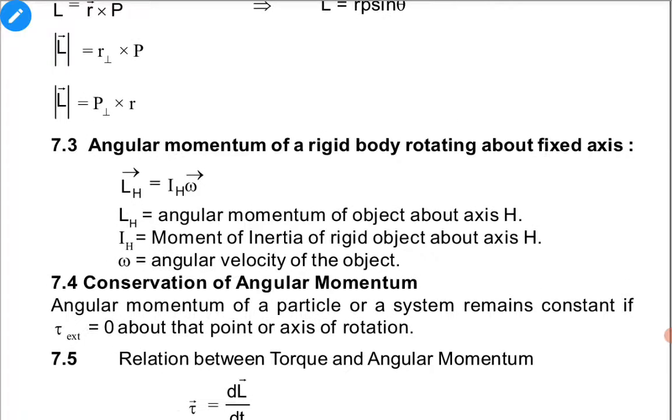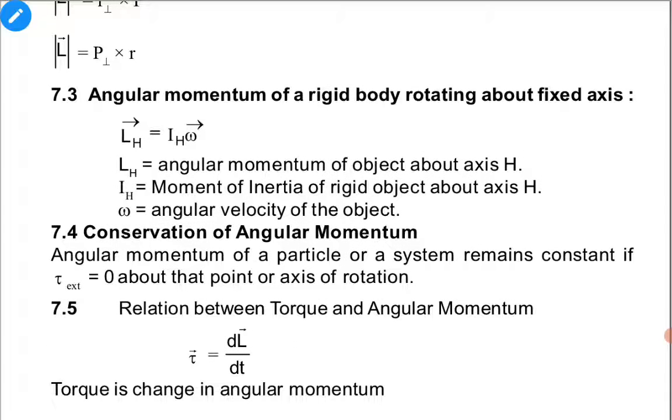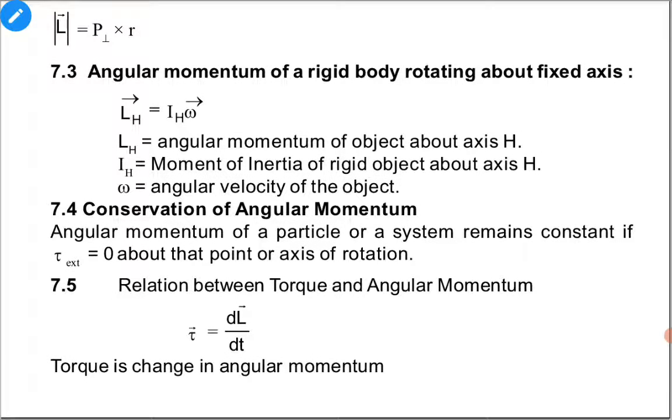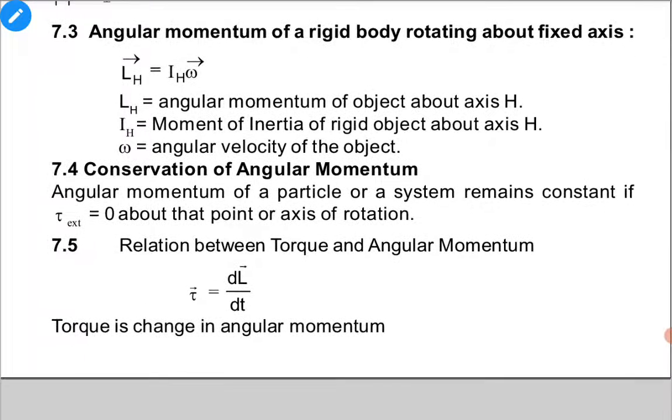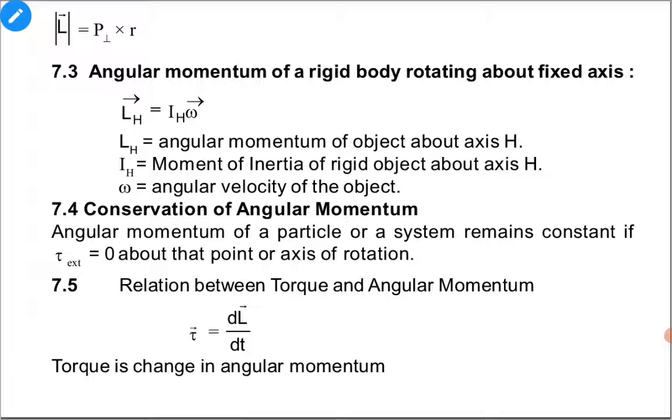Angular momentum of a rigid body rotating about a fixed axis: L_H equals I_H omega. L_H is the angular momentum of the object about the axis H, I_H is the moment of inertia of a rigid object about the axis H, and omega is the angular velocity of the object. Conservation of angular momentum: the angular momentum of a particle or a system remains constant if the external torque equals 0 about that point or axis of rotation. Relation between torque and angular momentum: torque equals dL upon dt. Torque is the rate of change of angular momentum.